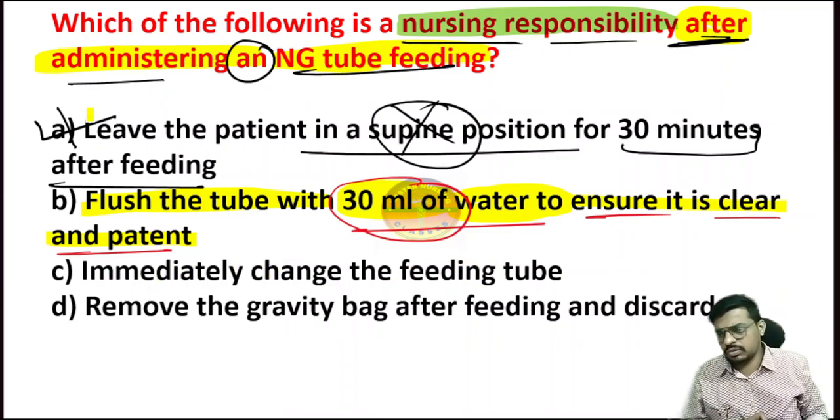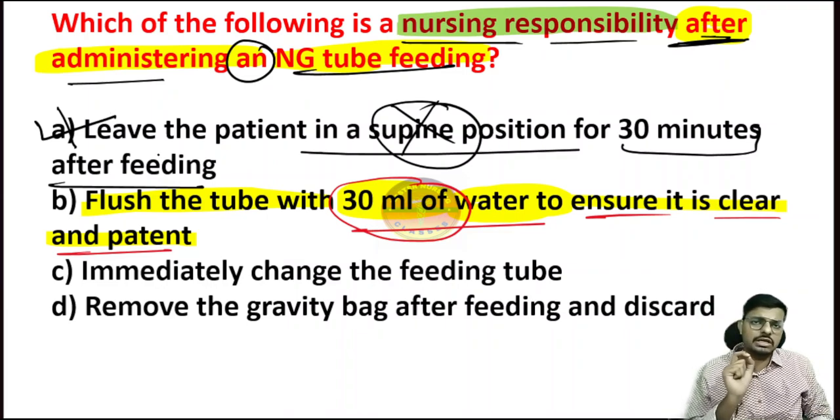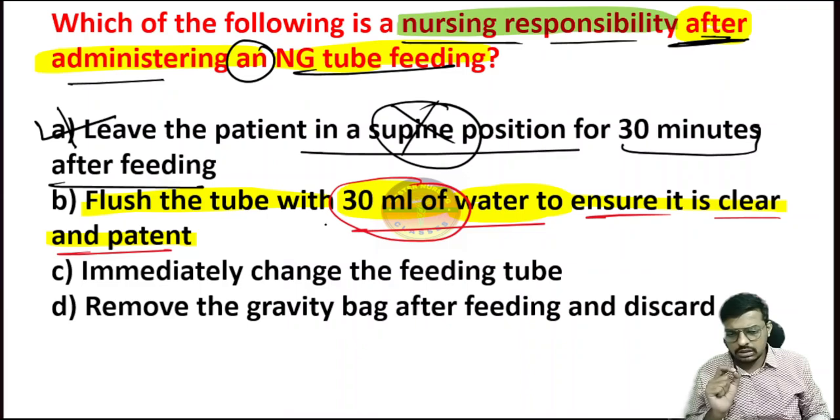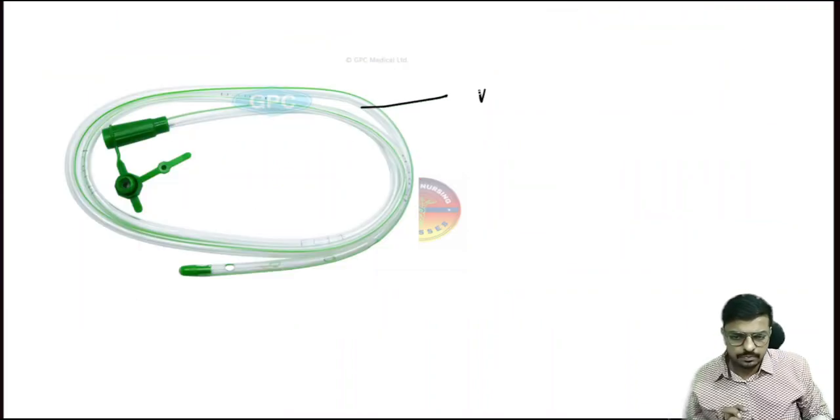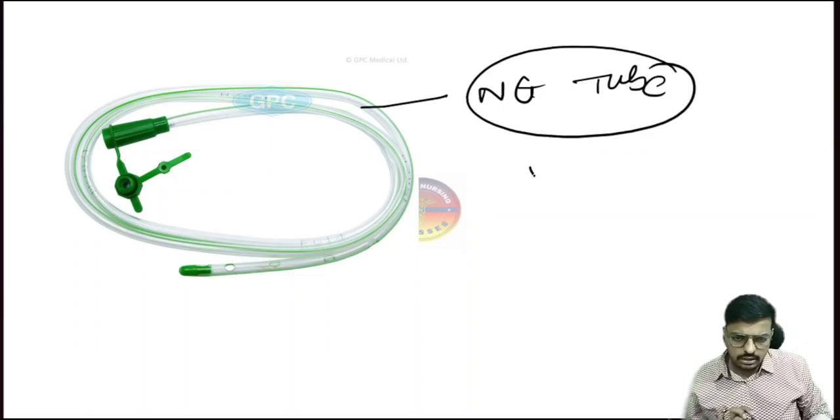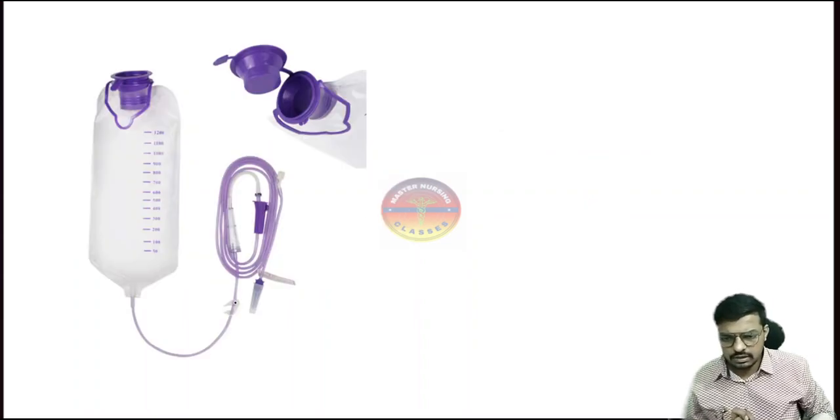Immediately change the feeding tube. Bacho, once you have inserted the NG feeding tube, we can keep using that NG tube. I am not talking about the feeding tube. The feeding tube is different, the NG tube is different. This is the NG tube, that is the nasogastric tube. Image based questions may arise. And this one is the feeding tube.